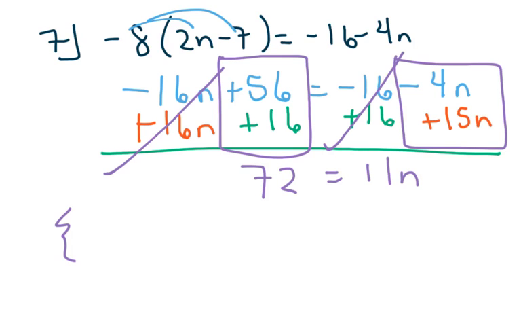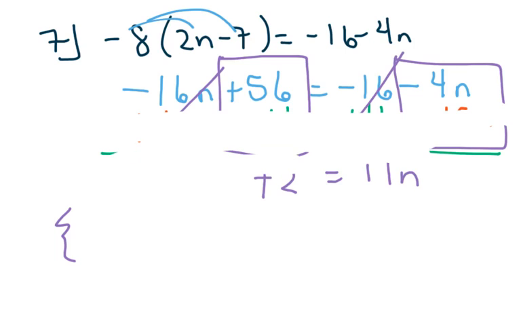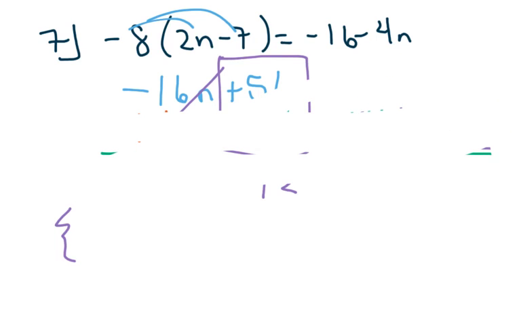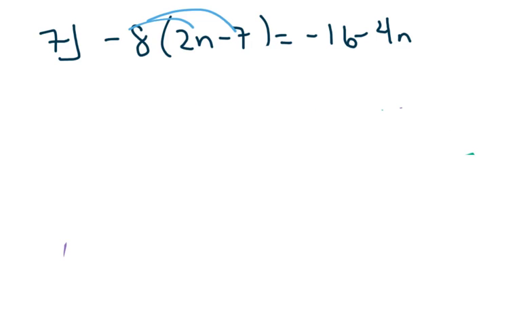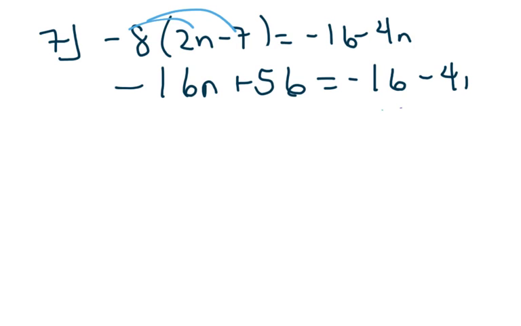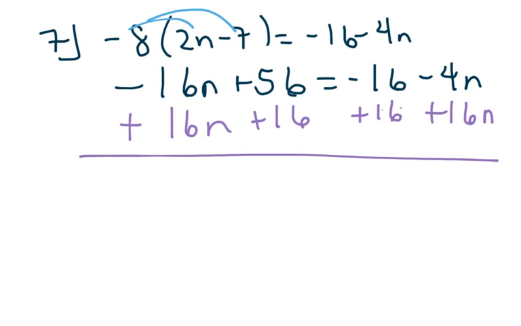So let me start again here. I think this part was wrong. Let me just start the whole thing again on this page and I'll go quicker. I'm sorry about that. I think I added things wrong. You probably noticed. So we had negative 16n plus 56 equals negative 16 minus 4n. I added the 16n, and I should have added it here. And then I'm going to add 16 here. And I think I did it right.